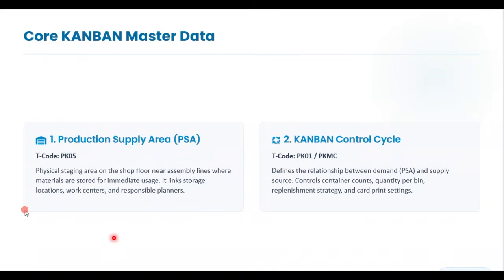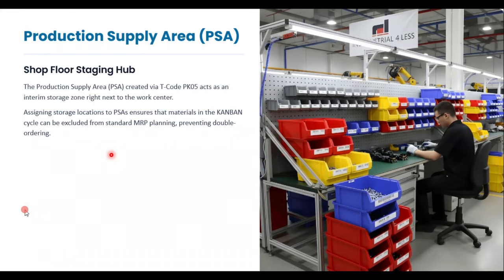Now when we talk about the master data that we need to enable the Kanban process, it is basically the production supply area. The production supply area is the key master data that integrates your production process with the bin and also the shop floor setup. The same way, once you create this production supply area, you also need to create a control cycle for your Kanban. Only then will we be able to create an integration setup between the manufacturing order and the Kanban process.